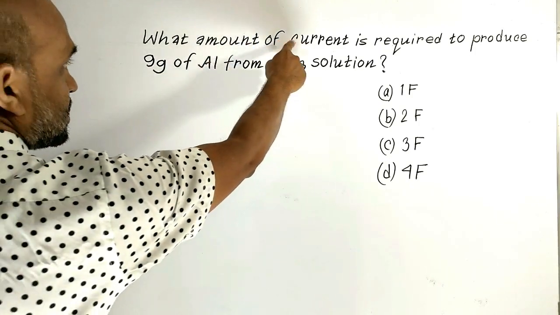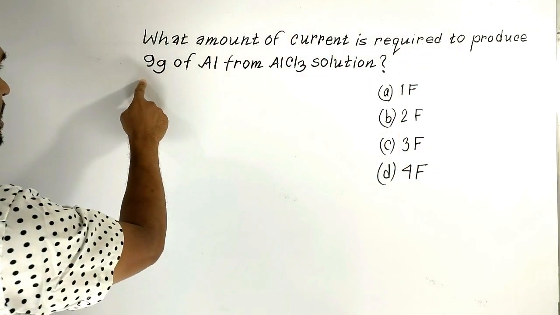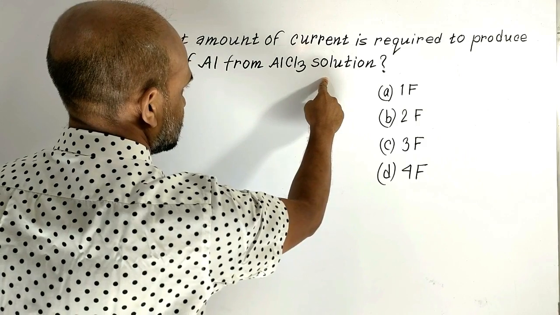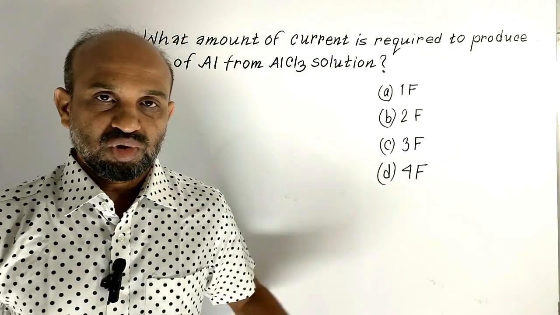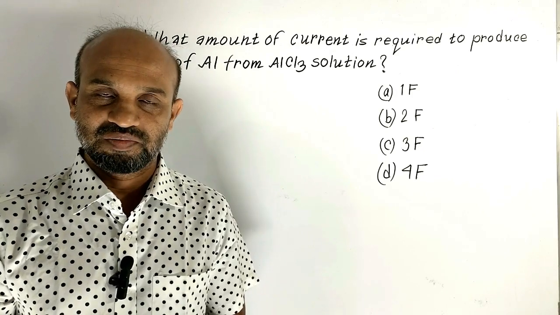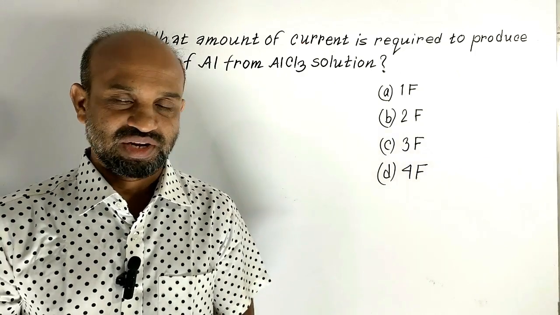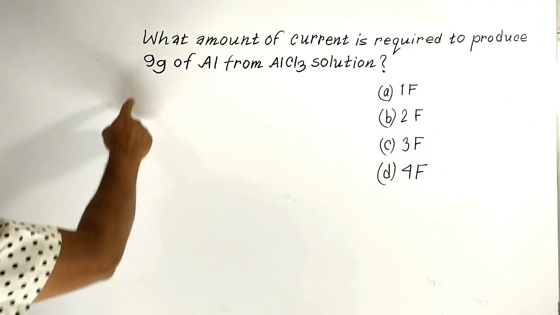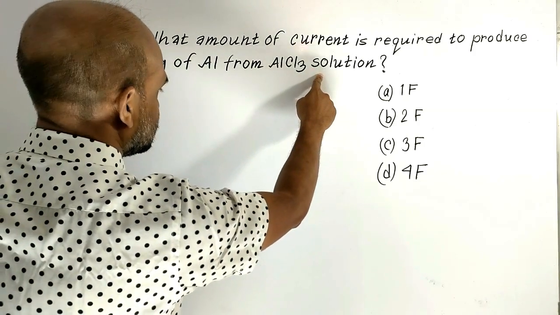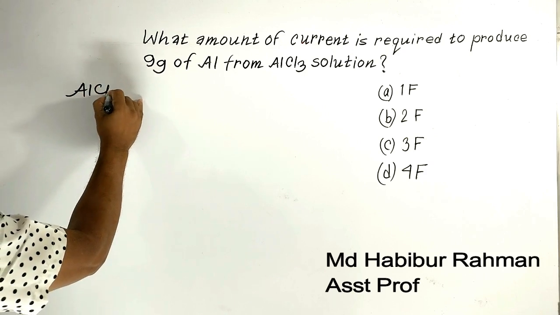What amount of current is required to produce 9 gram of aluminium from aluminum chloride solution? Let us try to find out. 9 gram of aluminium from aluminum chloride solution. Aluminum chloride.